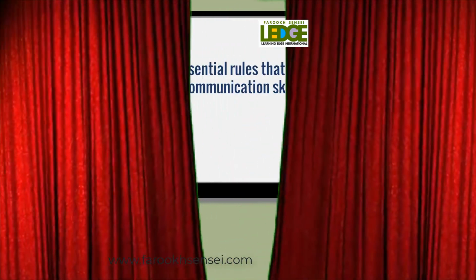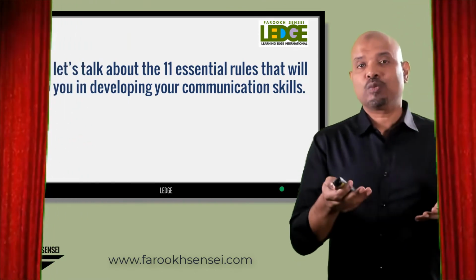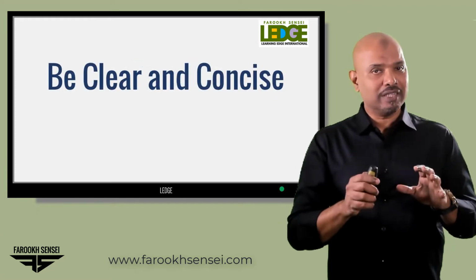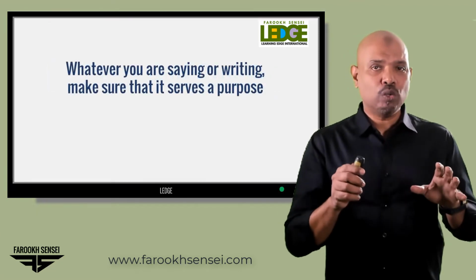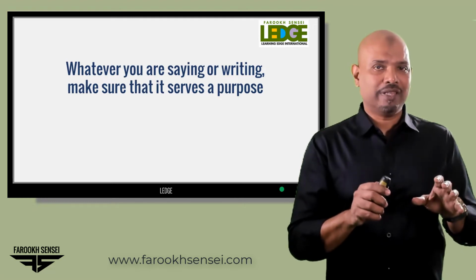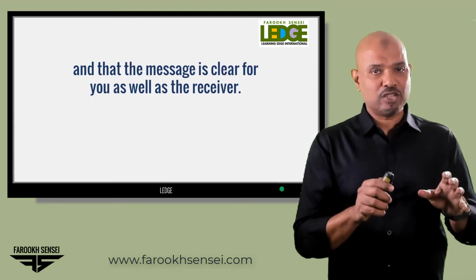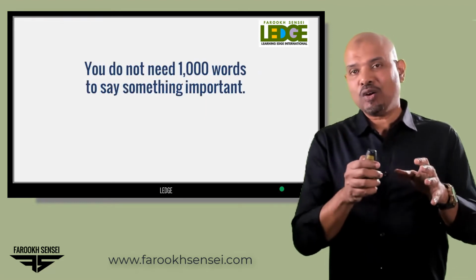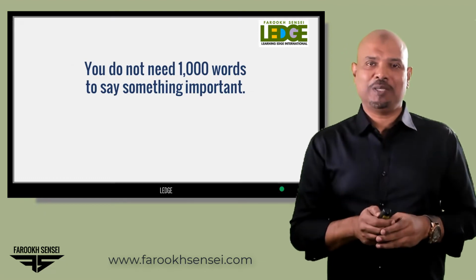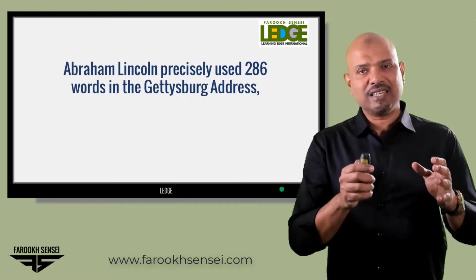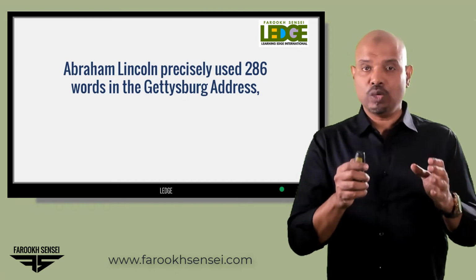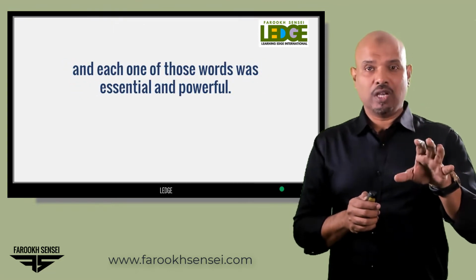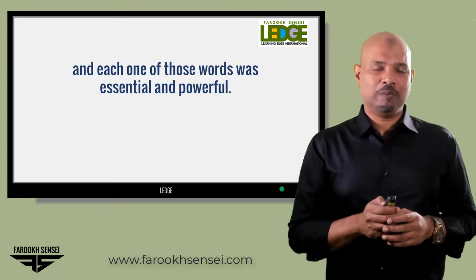Now let's talk about the 11 essential rules that will help you in developing your communication skills. Rule number 1, be clear and concise. Whatever you are saying or writing, make sure that it serves a purpose and that the message is clear for you as well as the receiver. You don't need 1,000 words to say something important. Abraham Lincoln precisely used 286 words in the Gettysburg Address, and each one of those words was essential and powerful.